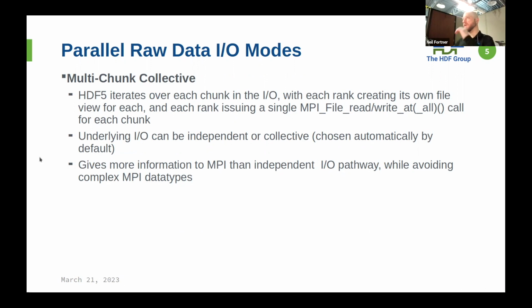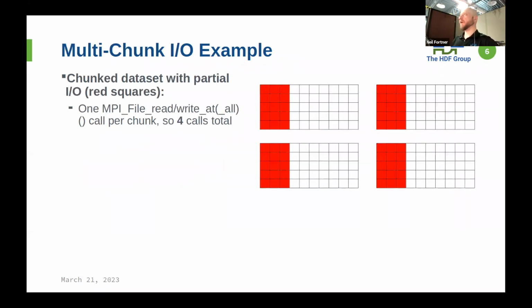And so this method gives more information to MPI than the independent method that I went over before. Because it's operating on one chunk at a time, it also doesn't make huge MPI data types, but it also doesn't give as much information as the later methods we'll talk about. So here we'll go over the same example, same IO, but this time it's multi-chunk.